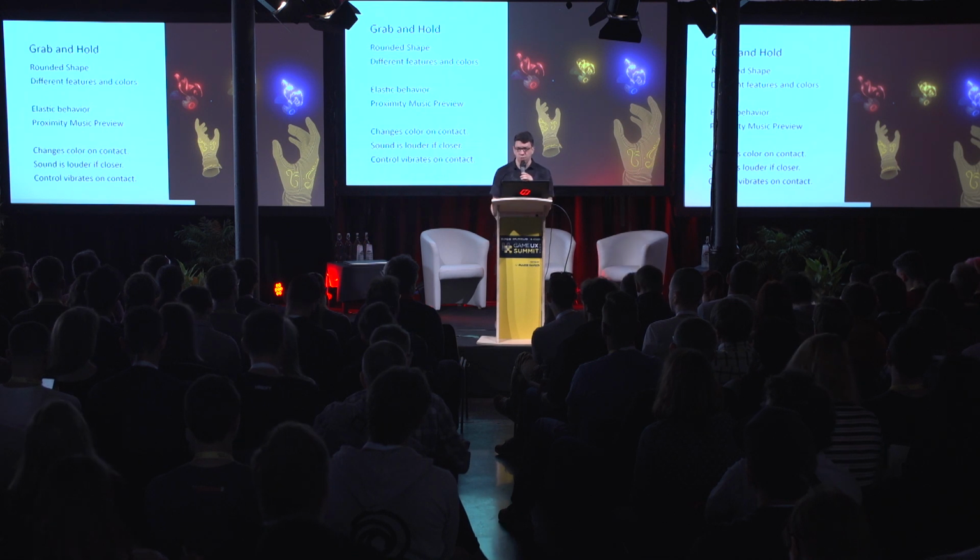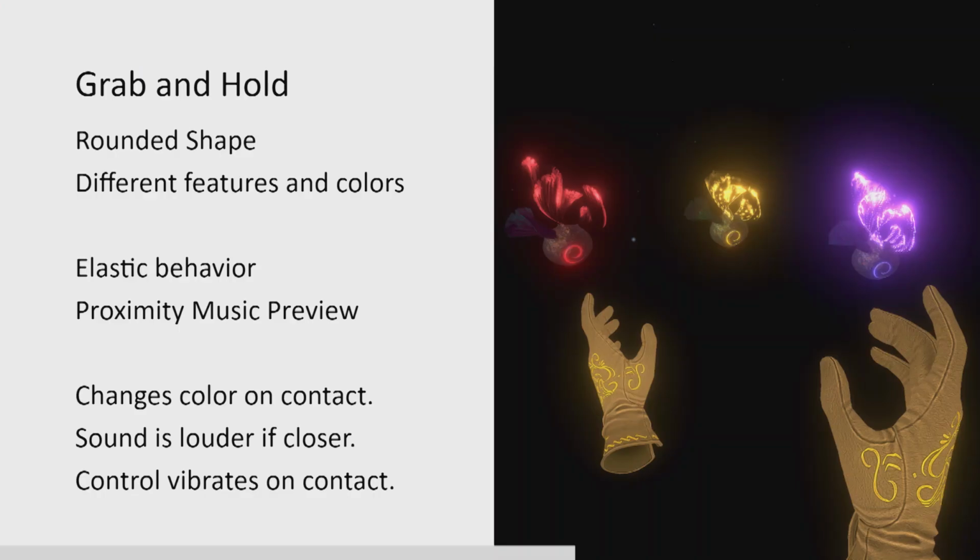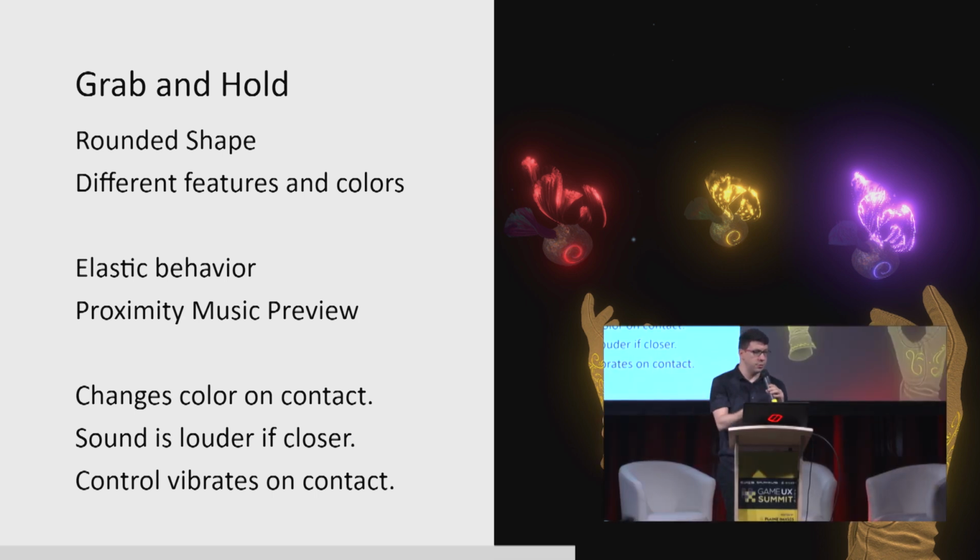So the first interaction is the grab and hold. We used rounded shapes, or shapes that invited the user to touch. And we used different colors and features, like for the saplings. They had elastic behavior, so if a person interacts with an item and releases it, it would return to the original position, so it allows error, and people would feel comfortable about it. And if you take the item close to your ear, the music is louder, so you can understand better what you're going to use as reference in that level.